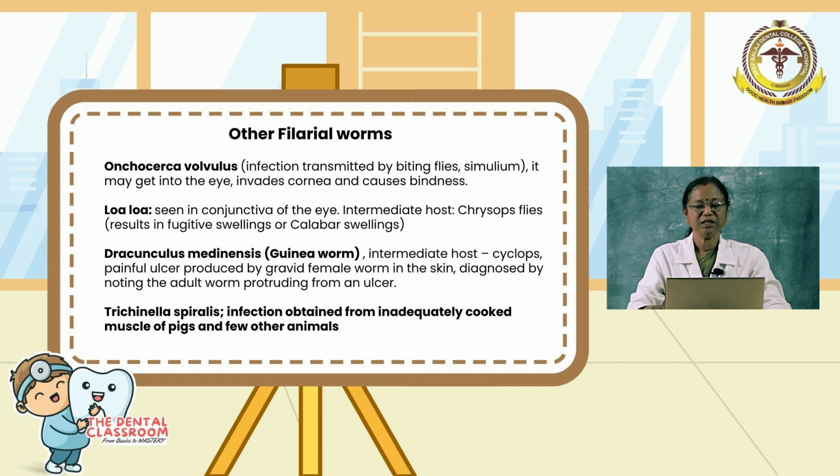The other worm is Trichinella spiralis. The infection is obtained through undercooked muscle of pigs and other animals. And you can observe Trichinella species in a muscle biopsy.